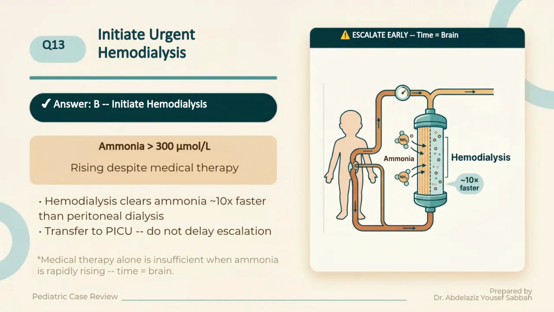The correct answer is option C, initiate urgent hemodialysis. When ammonia is above 300 micromoles per liter and continues to rise despite maximal medical therapy, extracorporeal removal is required. Hemodialysis clears ammonia roughly 10 times faster than peritoneal dialysis, which makes it the preferred modality in a rapidly deteriorating patient. The child should be transferred to a pediatric intensive care unit, and escalation must not be delayed. Medical therapy alone is insufficient when ammonia is climbing quickly. Remember the principle that time equals brain, and escalate early.